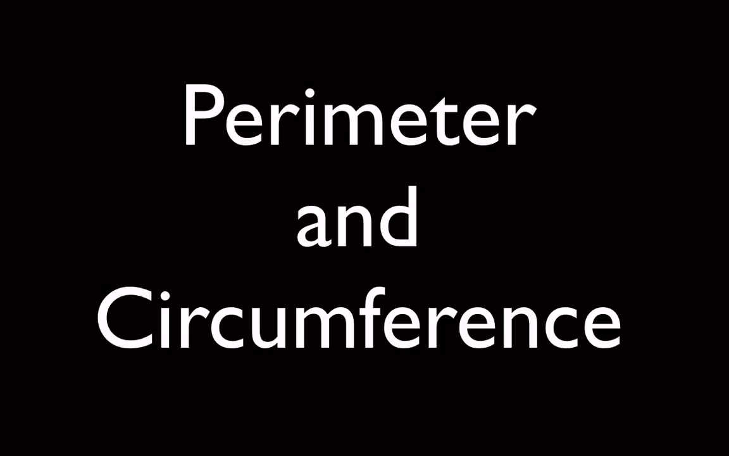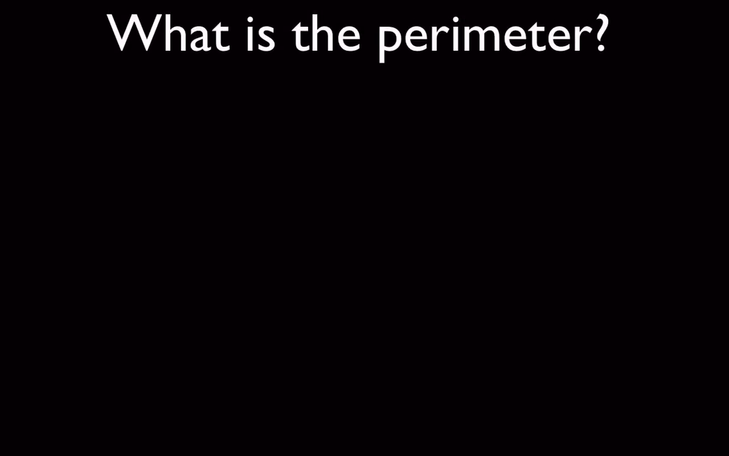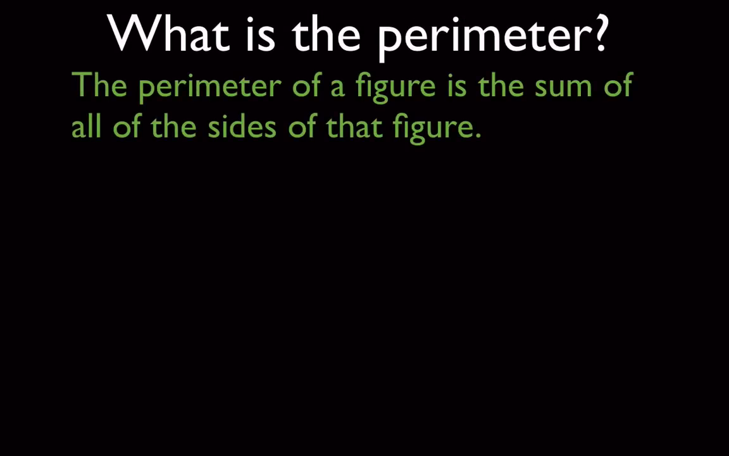So what we're going to be working on today is perimeter and circumference. We just got done talking about area. So now we're going to talk about the distance around a figure. Okay, so first up, what is perimeter? Perimeter of a figure is the sum of all of the sides of that figure. Again, sum means to add up, so you're adding up all the sides.